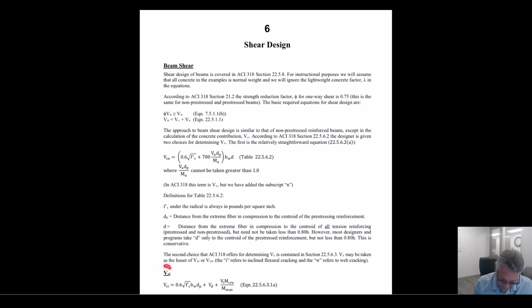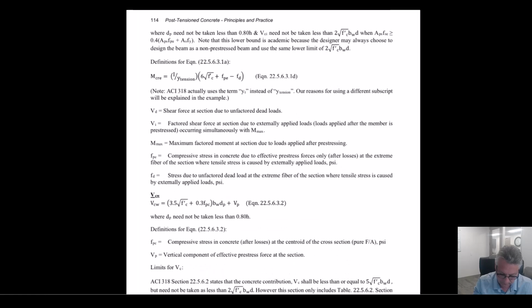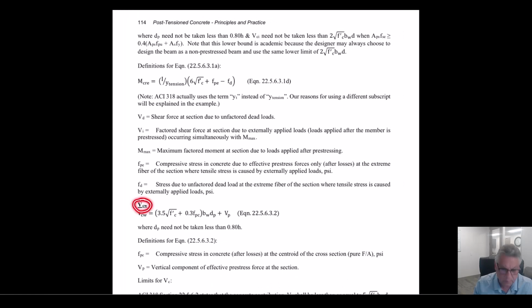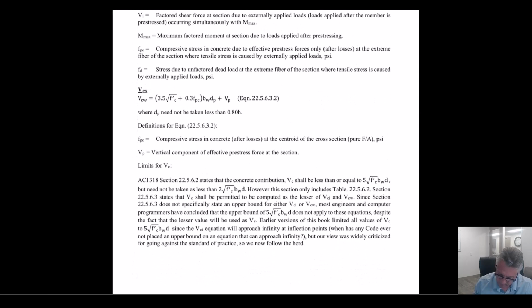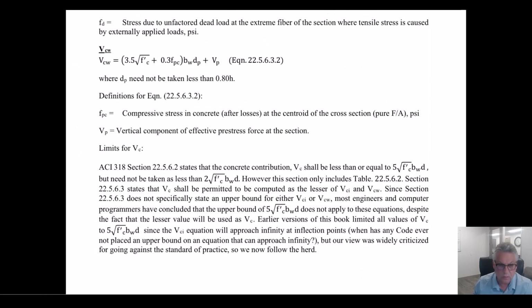The smaller of VCI or VCW can be VC. It's your choice. Well, it's your choice based on what you calculate. So I interpreted, and still to this day, don't tell my dad, interpret that to mean if VC is limited, then all of those equations are limited to 5 square root of prime C BWD. Not the case, according to everybody else.